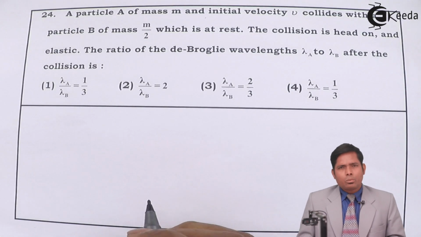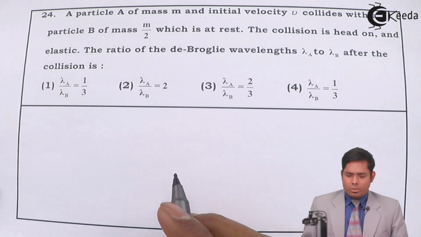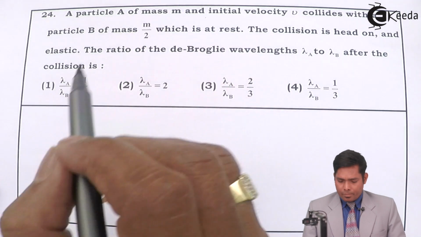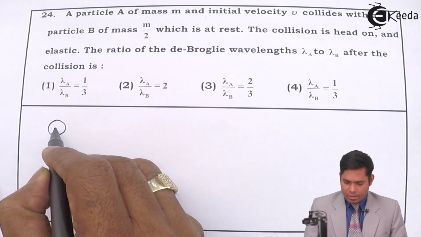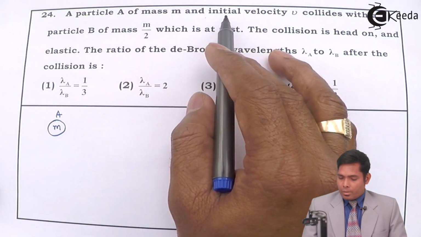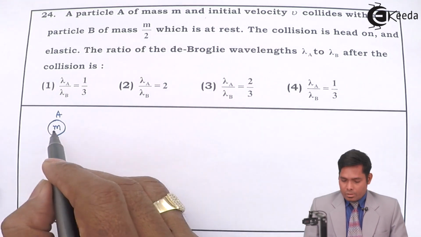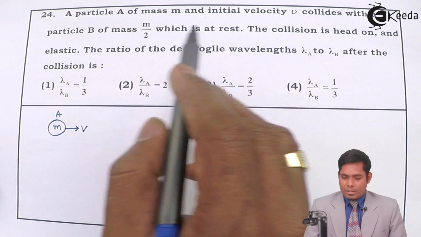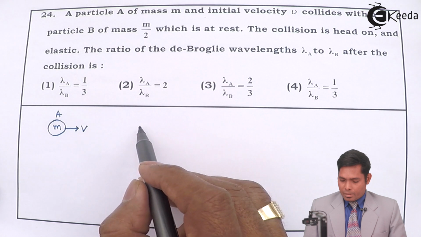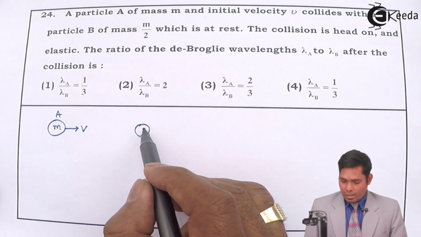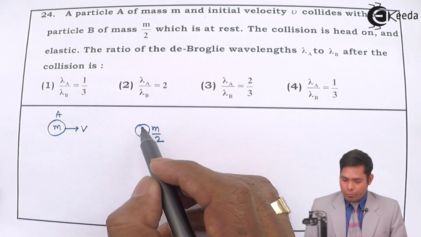Hello students, next we move to question number 24. The question is: a particle A of mass m. Let us say this is a particle A whose mass is m and initial velocity is v. So this is moving with initial velocity v, and collides with a particle B of mass m by 2, which is at rest.